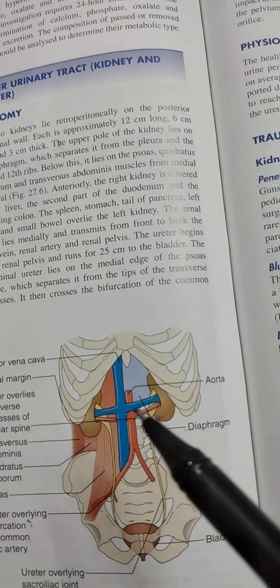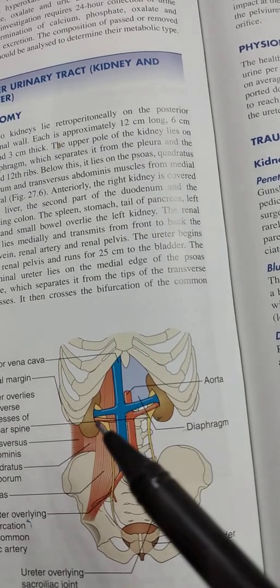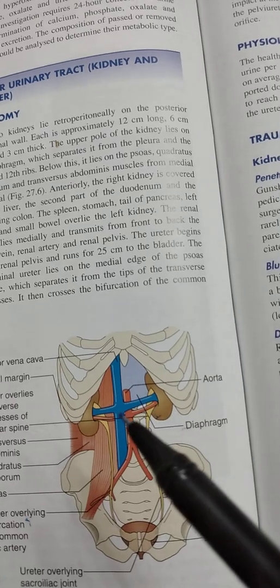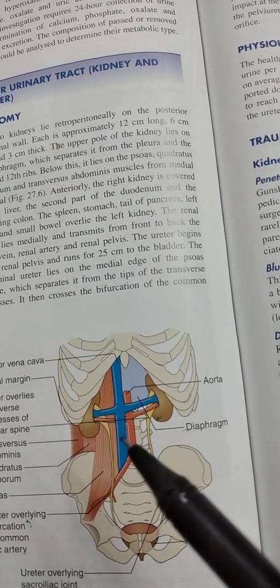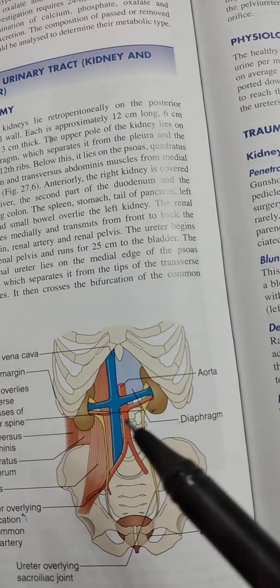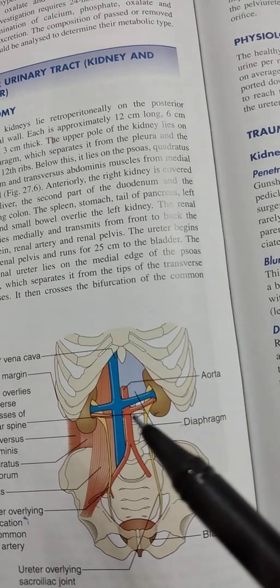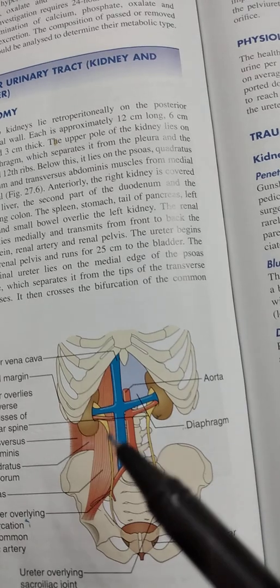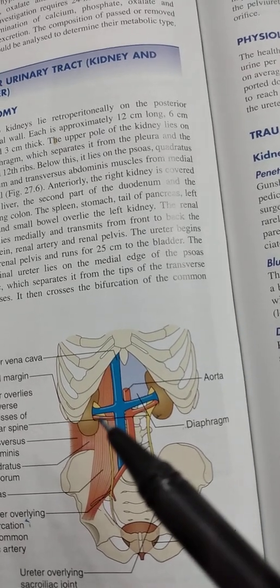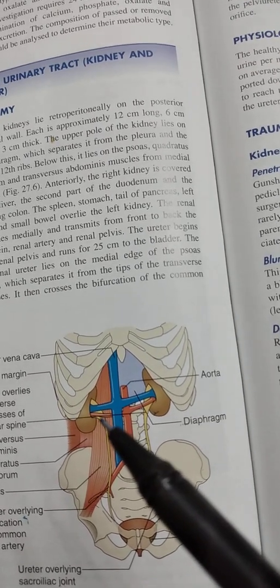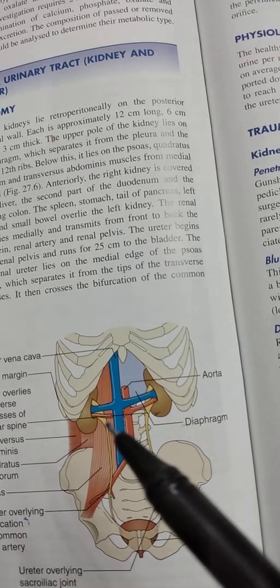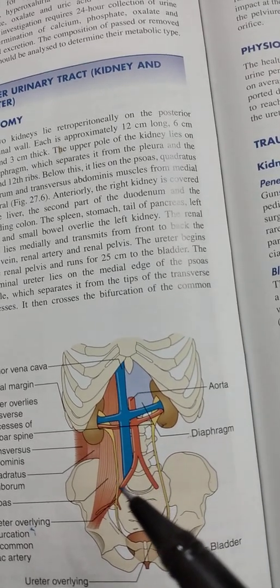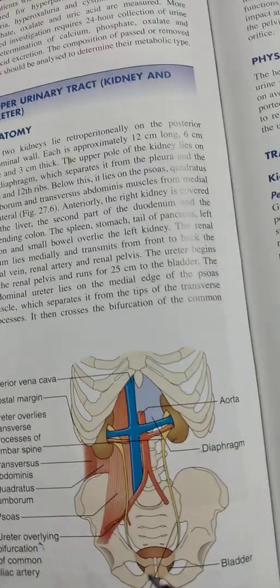You see the left renal vein is longer as compared to the right renal vein, because the inferior vena cava is lying on the right side, whereas the aorta lies on the left side, and therefore the left renal artery is shorter as compared to the right renal artery. And from the hilum, the pelvis of the kidney emerges, and this continues as the ureter, which joins the urinary bladder below.